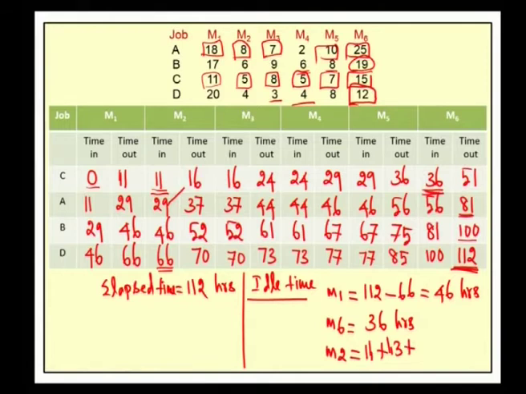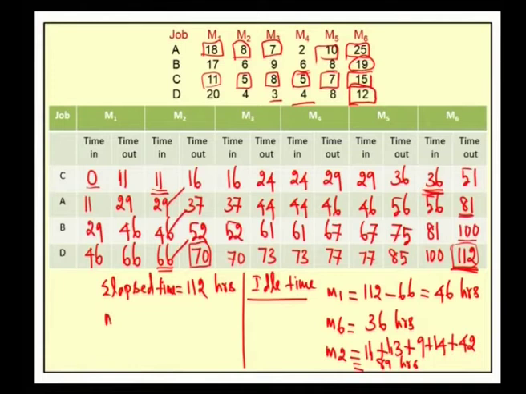plus 46 minus 37, which is 9, plus 66 minus 52, which is 14, plus machine 2 completes all its jobs in the 70th hour, but all the jobs will be completed by all machines in 112 hours. Therefore, the idle time is 112 minus 70, which is 42. Therefore, the idle time of machine 2 is 11 plus 13 plus 9 plus 14 plus 42, which is 89 hours.